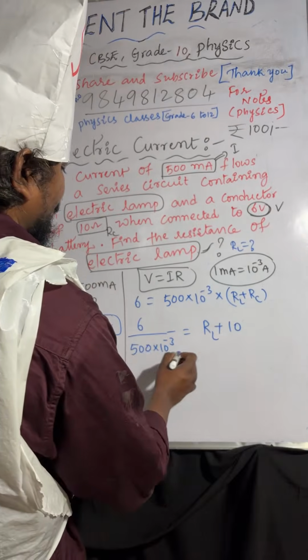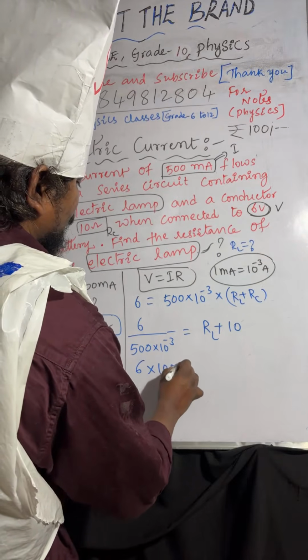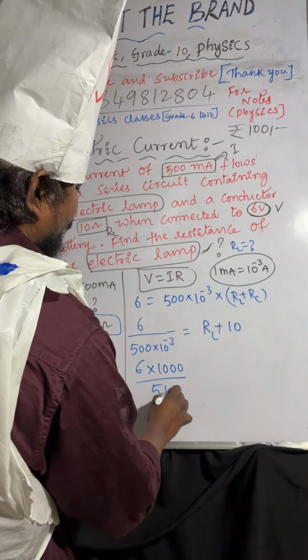And here you can see, this is 6 into 10 power 3, that means 1000, I'm writing, divided by 500.